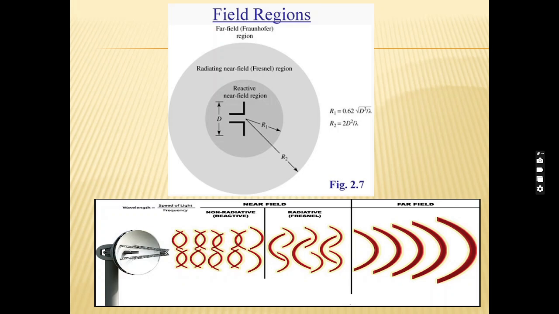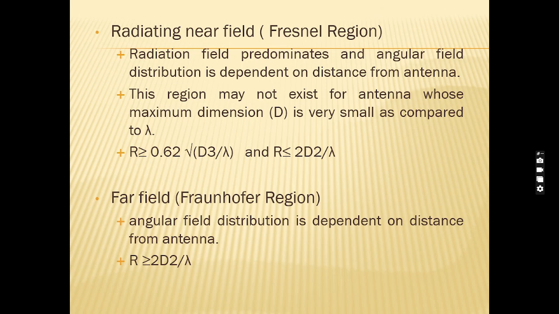So this is the far field. You can see in the diagram, there is the reactive near field, this is the radiative near field, and this is the far field of the antenna. So actual radiation always takes place in the far field region of the antenna. The same thing we have explained earlier is shown in the slide.